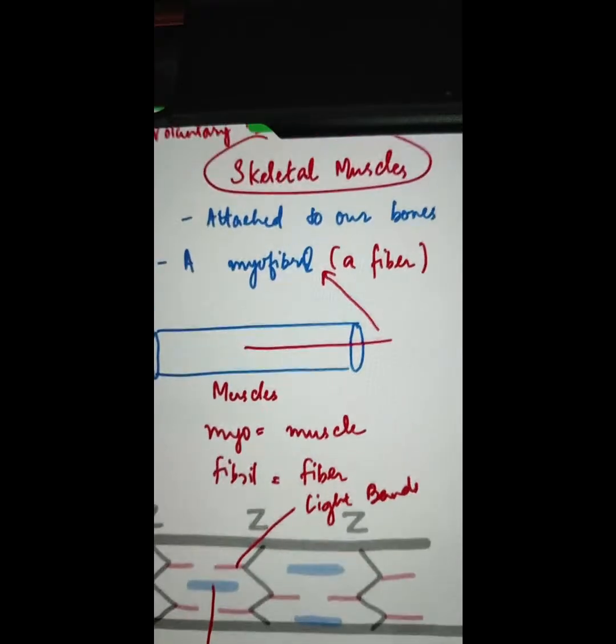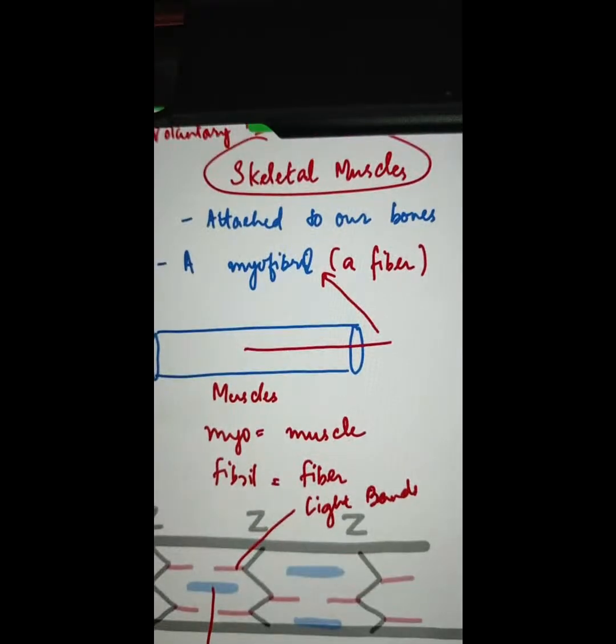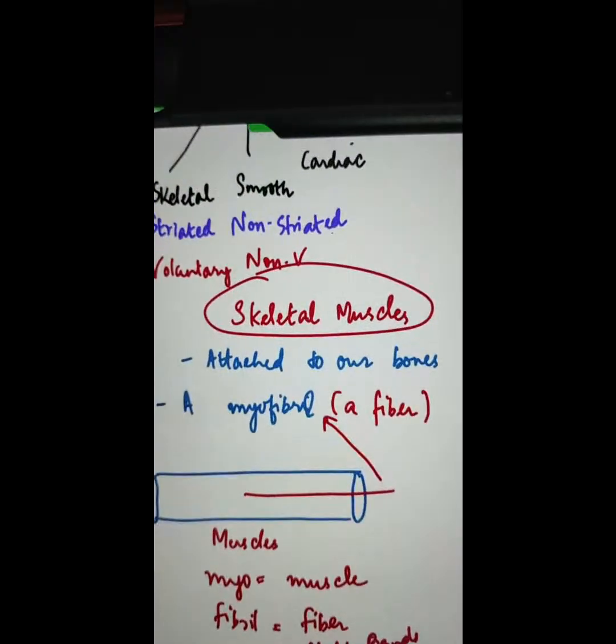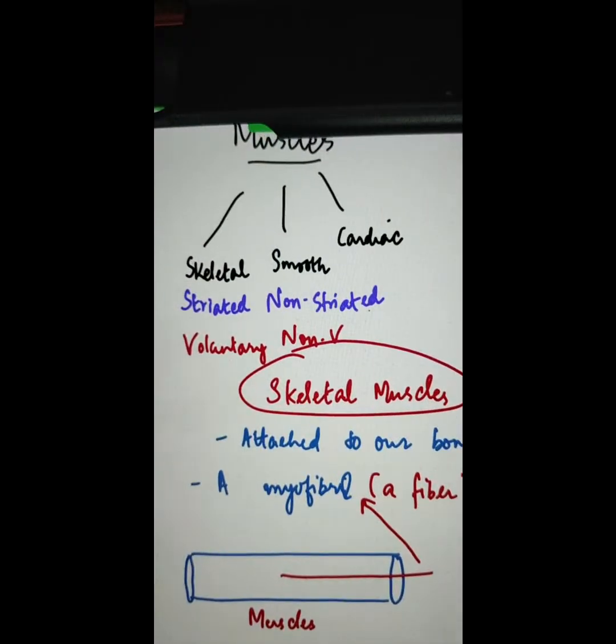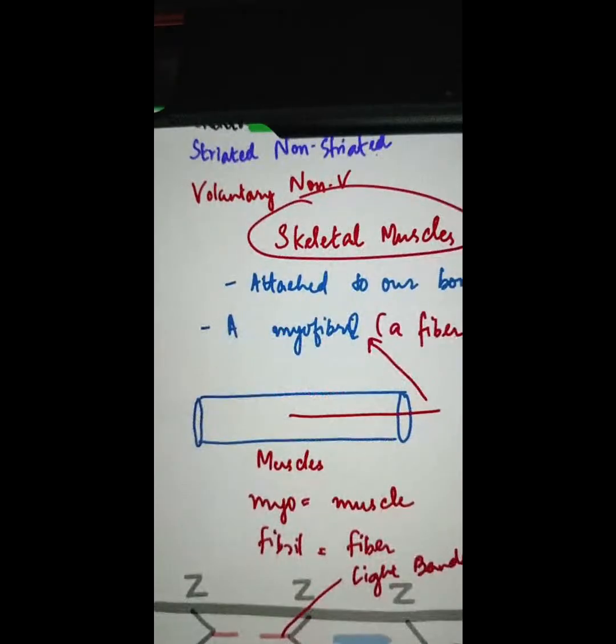These were the muscles which are attached to our bones. That is why we are calling them skeletal. We have written another name as well, striated. So why are we calling them striated? Because they show striations or light and dark bands on them. Why are we saying them voluntary? We are saying them voluntary because they move according to our will.